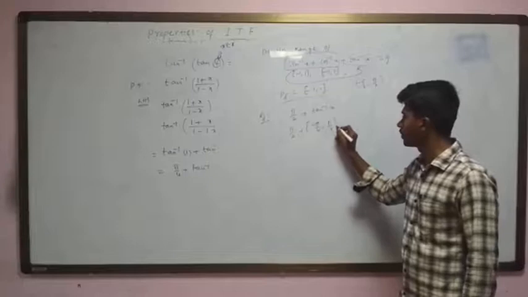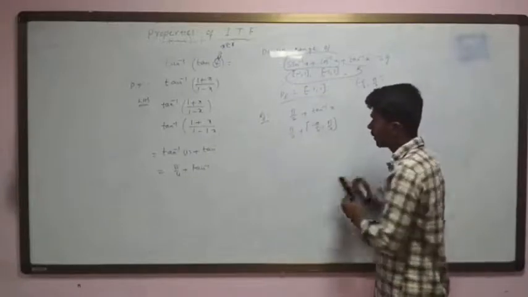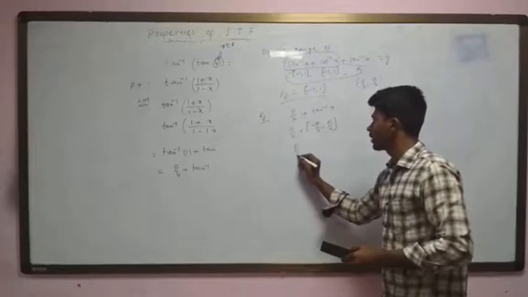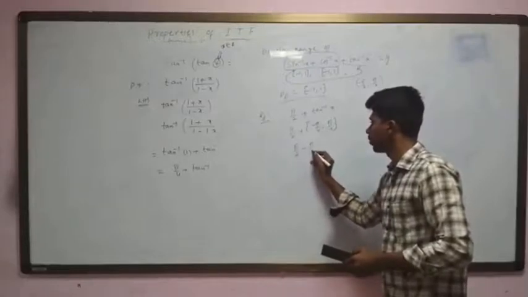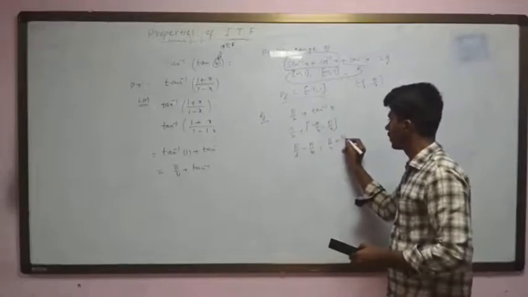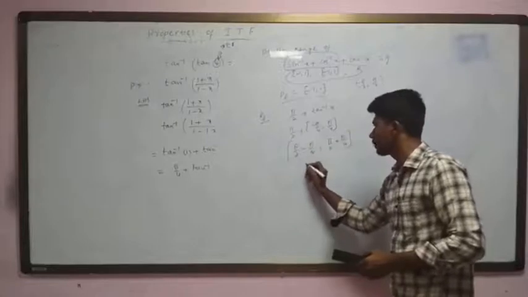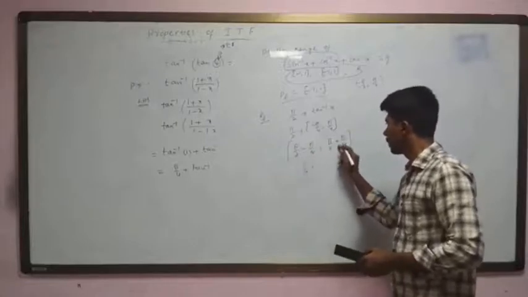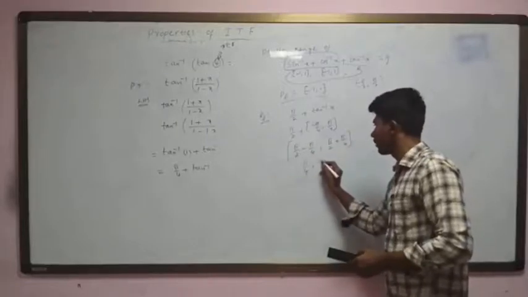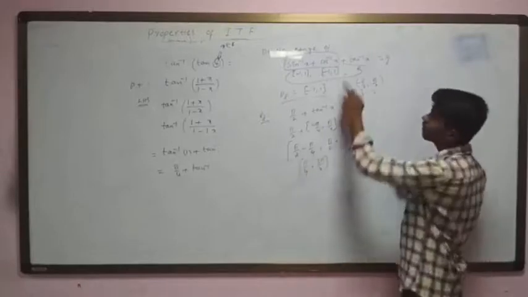Pi by 4. So we can split it into two parts. The range is nothing but pi by 2 minus pi by 4, comma pi by 2 plus pi by 4. Pi by 2 minus pi by 4 is nothing but pi by 4. Pi by 2 plus pi by 4 is nothing but 3 pi by 4. This is the range of the given function.